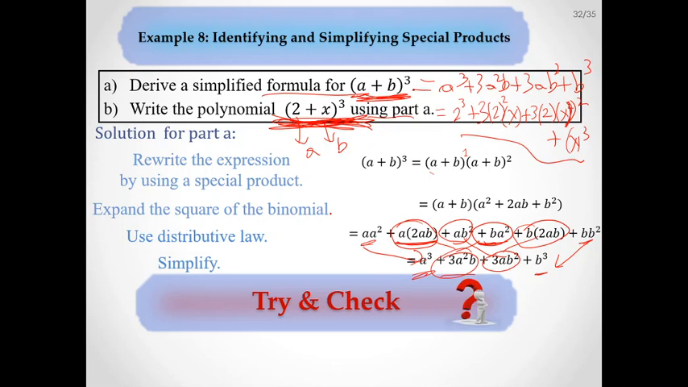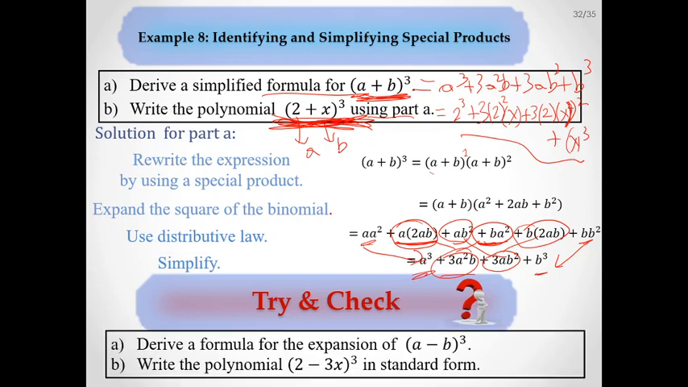Now, let's look at this try and check problem. Stop the video here and try to do it by yourself. Now, let's try to find a formula for A minus B cubed and write that polynomial for 2 minus 3x cubed in standard form. Okay, let's do it.